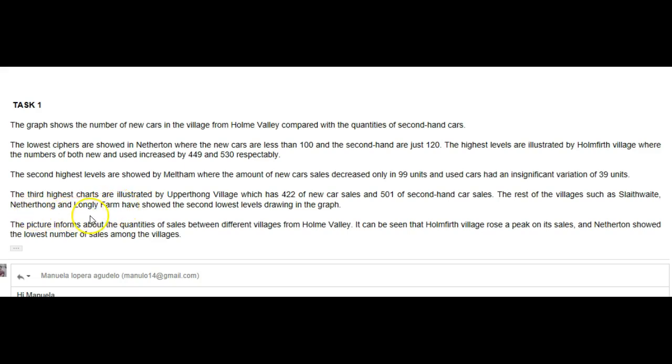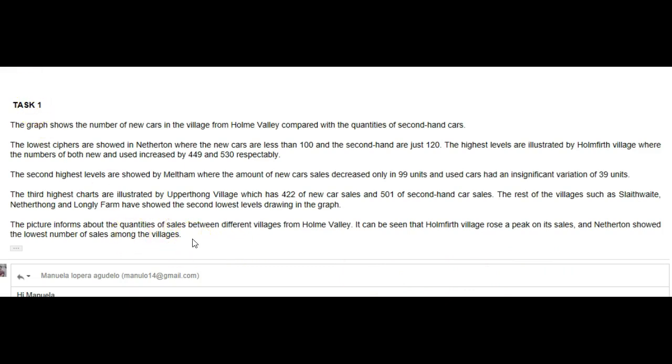"So the picture informs about the quantities of sales between different villages from Home Valley. It can be seen that Holmfirth Village rose a peak on its sales." Again, no, you could say it occupied the first place in sales. You could say Holmfirth Village had the highest sales of all the nearby villages. Something along those lines would be appropriate. "And Netherton showed the lowest number of sales among the villages."